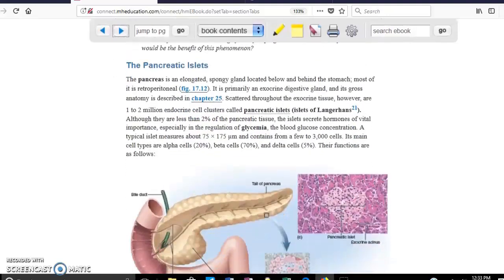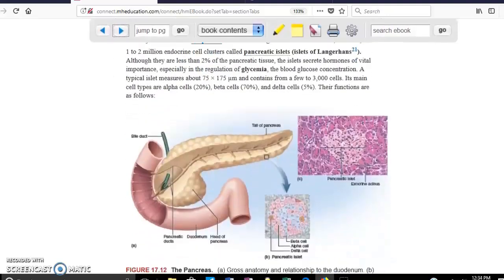The next one that we have is the pancreatic islets. The pancreas has two main jobs. One of them is the production of hormones, which is right here in the pancreatic islets, and the digestive enzymes, which are produced by the exocrine acini that you see right here. So the exocrine acini is for the digestive system, so we are not going to cover that.